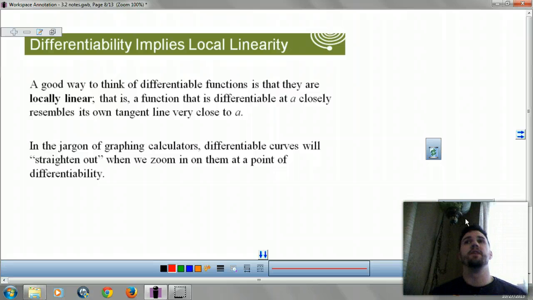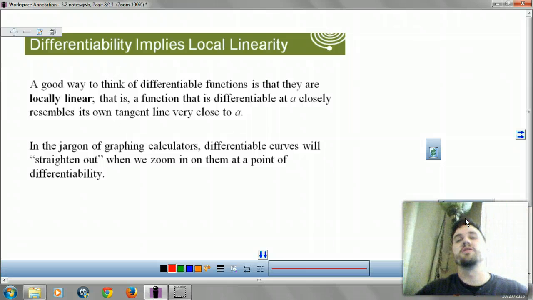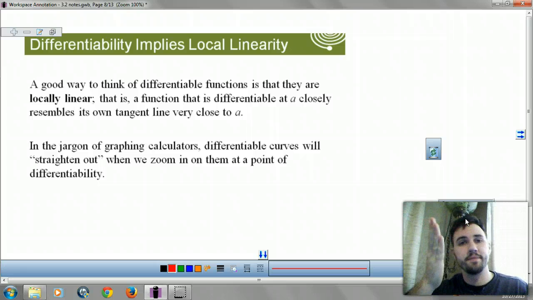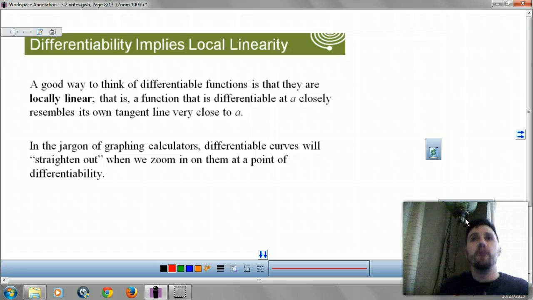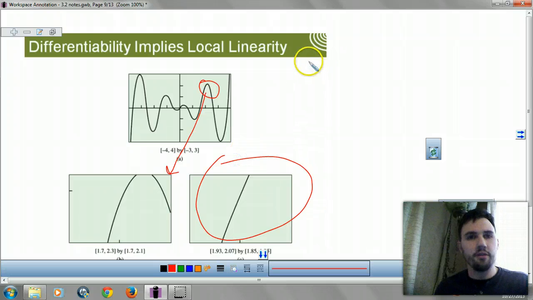Now, what it also means to be differentiable is, if I zoom in and zoom in and zoom in, I get so close that it'll look like a straight line. You can try this out with your calculator. Now, if you can't zoom in and have it look like a straight line, that's a corner, cusp, discontinuity, or a vertical tangent. So again, if I zoom in on a piece, it'll get closer and closer to looking like a straight line, which will be your tangent.